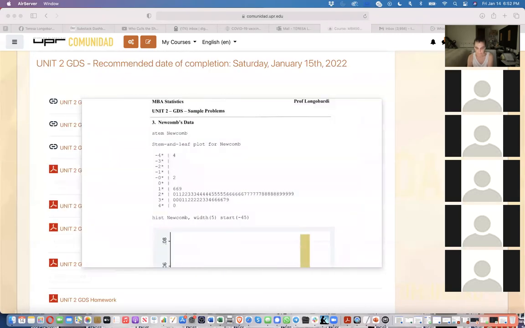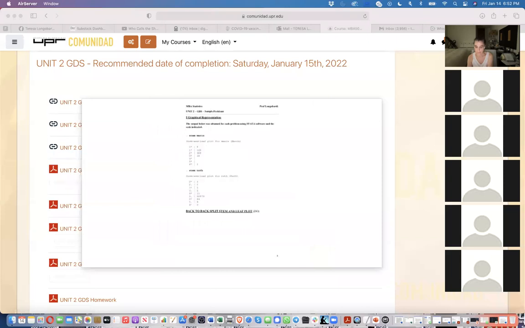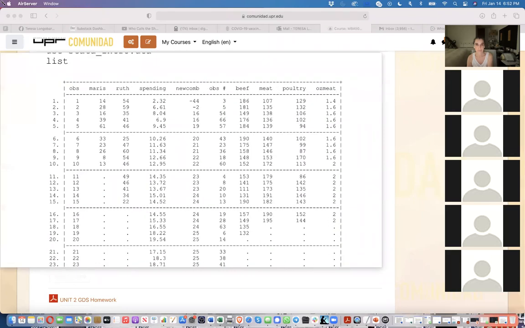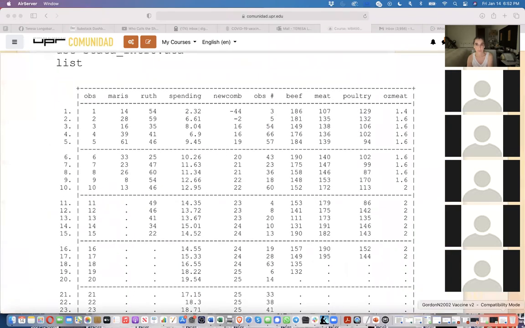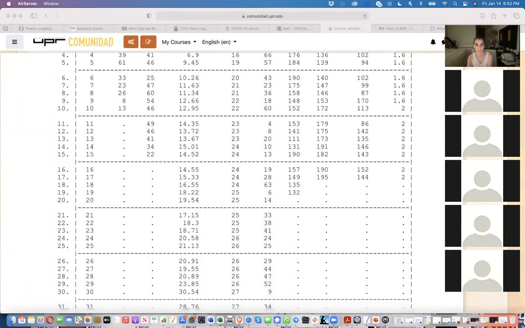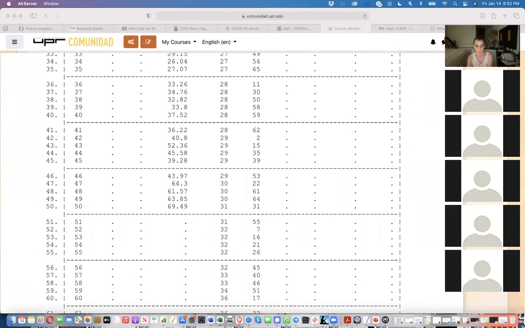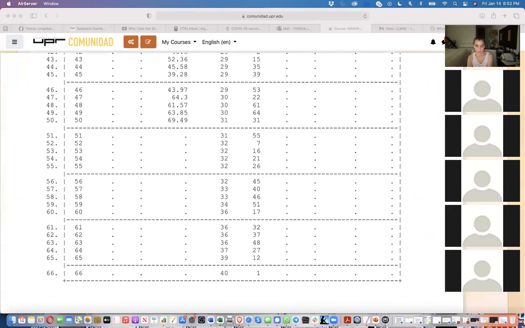So graphing, this is a representation. Let me make this bigger again. Once again, it's always a downside to my methods. So this here is Newcomb's data. And there's lots of data. You see there's 66 data points. So what do you think?